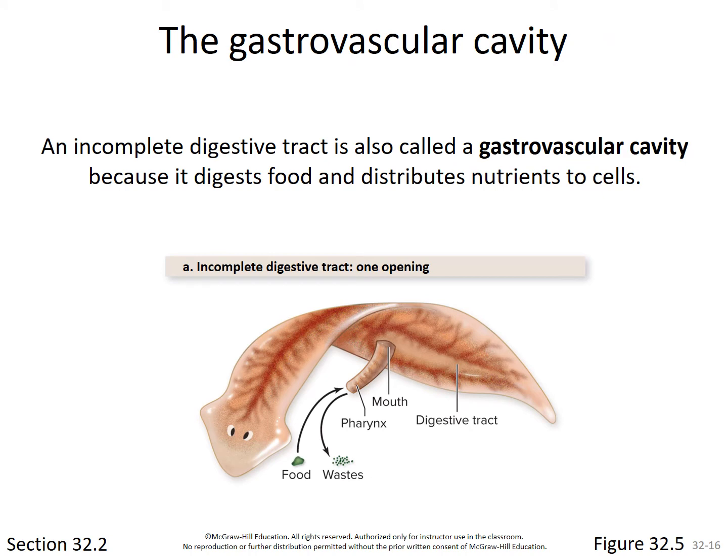An incomplete digestive tract also gets called a gastrovascular cavity because not only does it digest food, but it is also going to be responsible for distributing nutrients to cells. So if we take a look at the term gastrovascular, gastro refers to stomach, which is pretty much going to refer to the digestive portion of this. Vascular refers to the circulatory system. So a gastrovascular cavity is a cavity that is able to digest and absorb nutrients, but also has an extensive network of blood vessels associated with it that can distribute those nutrients to cells.